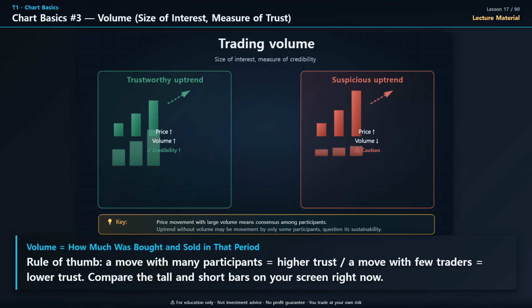Rule of thumb: a move with many participants equals higher trust, a move with few traders equals lower trust. Compare the tall and short bars on your screen right now.